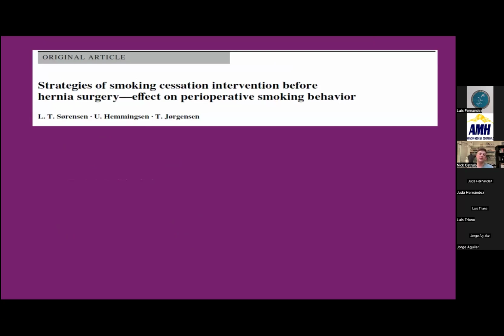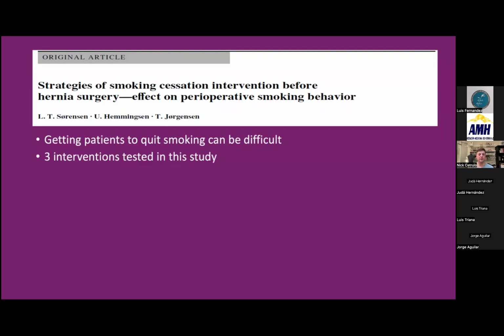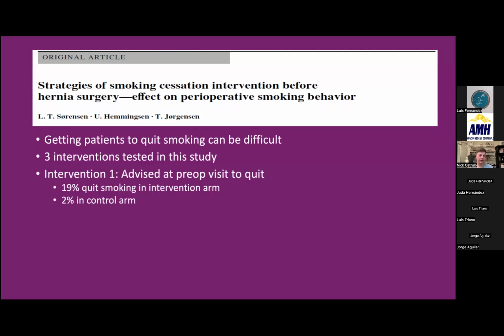So one of the things that is often the most challenging is how do you get people to stop smoking? It's one of the hardest things to do. And then on top of that, when people stop smoking, they tend to gain weight. So getting patients to quit smoking or want to quit smoking can be very difficult. This study looked at 3 interventions in particular.